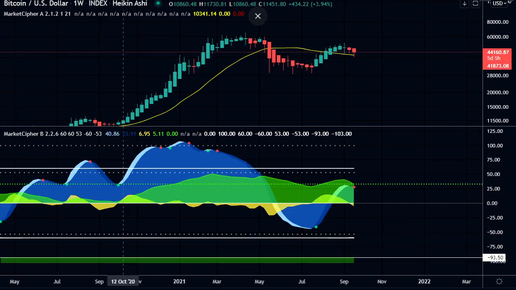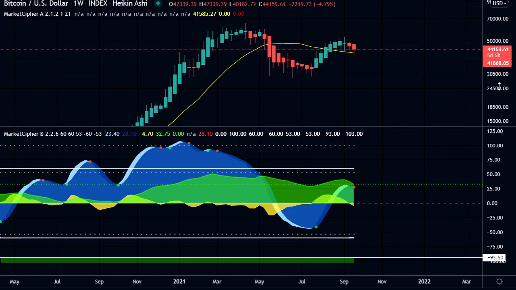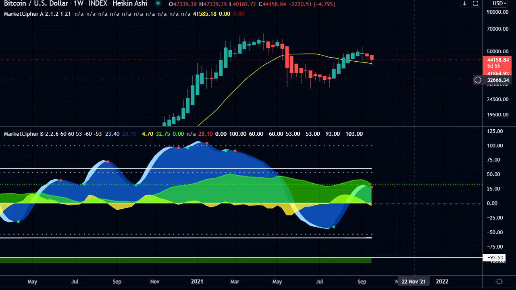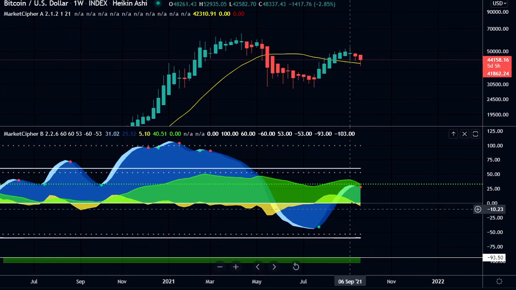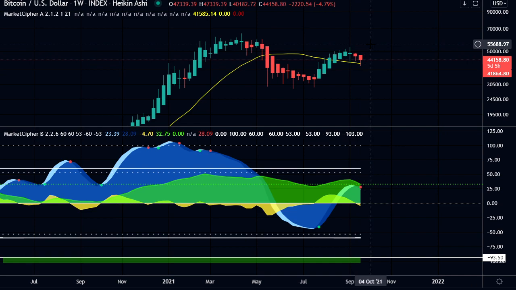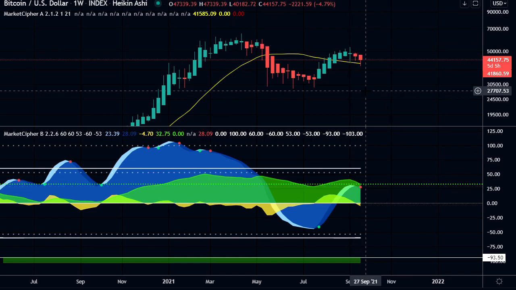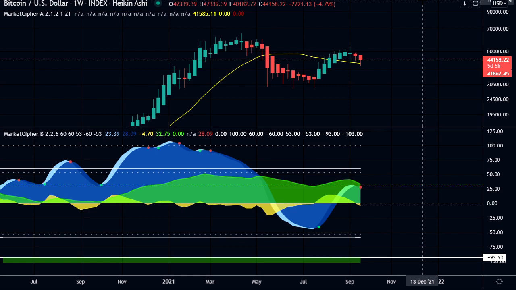And in quite similar fashion with this current pullback we're having here, we did pull back to this yellow 20-week moving average, and we do currently have that red dot. So I do think it might take 1 or 2 weeks here. In 2 weeks' time would be the 4th of October, and this would be where those earnings reports are released. And I think that's where we're going to see that green dot come in, and we're going to finish off the rest of this bull run.